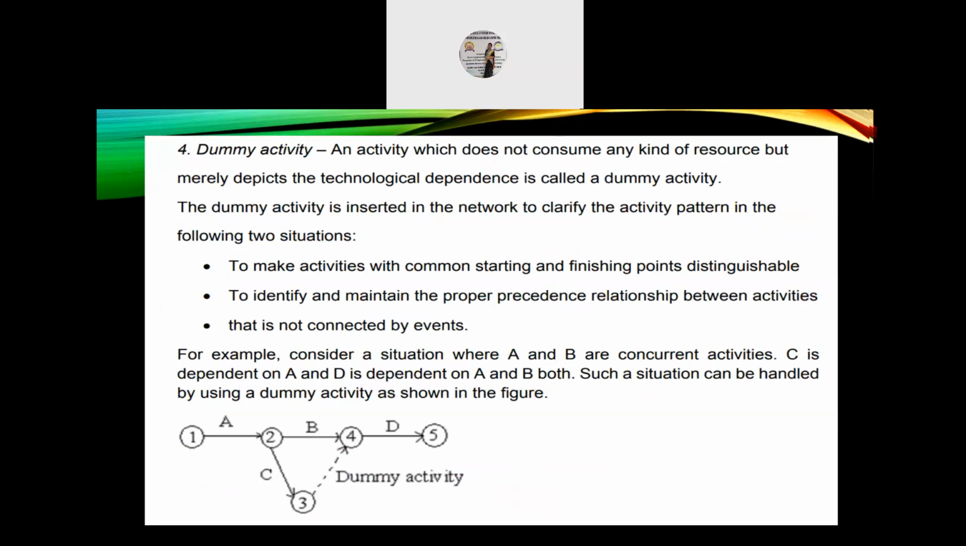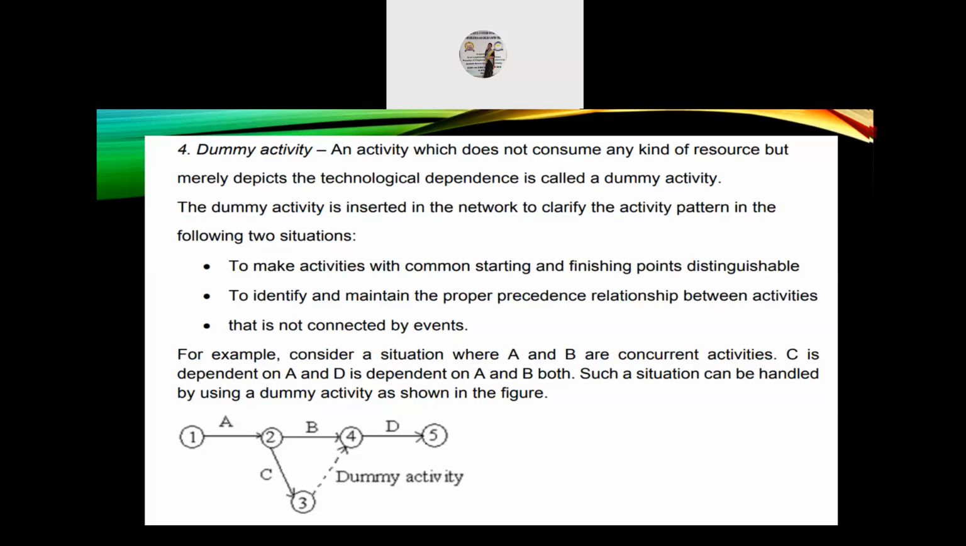Fourth, dummy activity. An activity which does not consume any kind of resource but merely depicts the technological dependence is called a dummy activity. The dummy activity is inserted in the network to clarify the activity pattern in the following two situations. To make activities with common starting and finishing points distinguishable, and to identify and maintain the proper predecessor relationship between activities that is not connected by events.